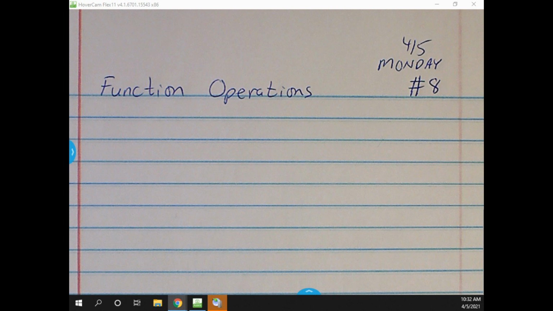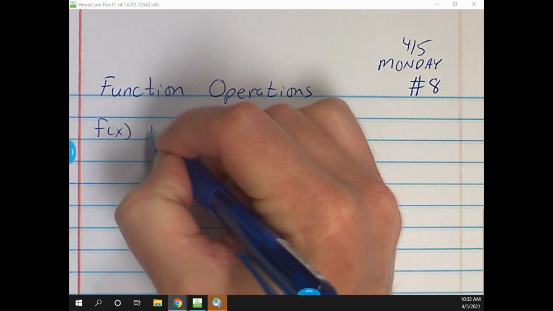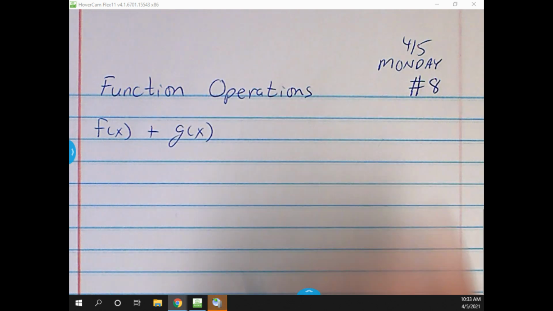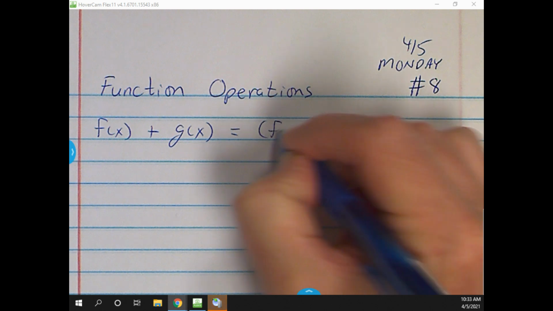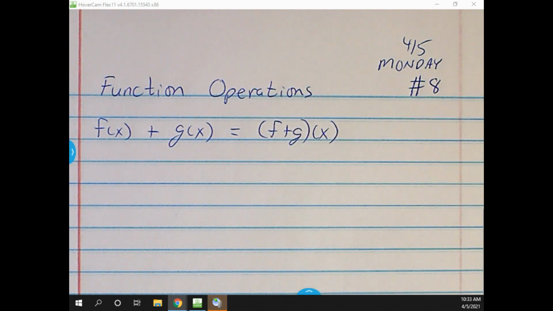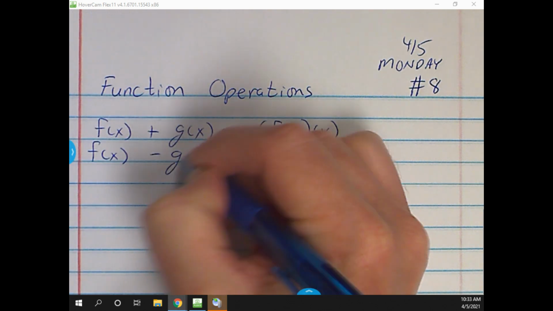Okay, and when we're doing function operations, the way they're going to set this up is they're going to show you something like this, that they're going to have f of x plus g of x. They may also have it so that it may be written like this, where it's f plus g. We'll do subtraction.